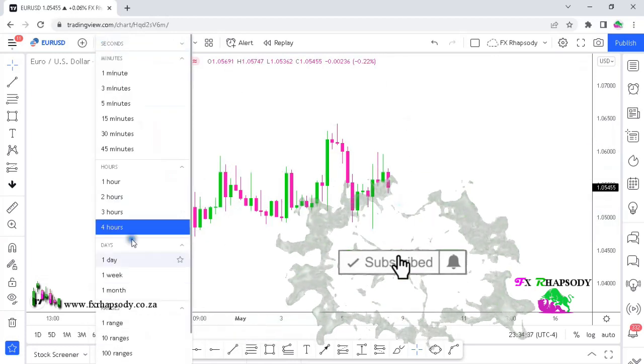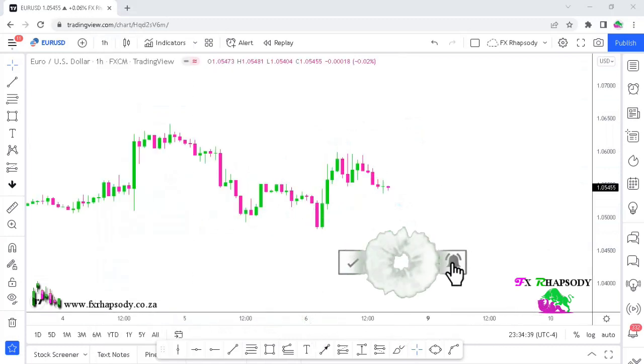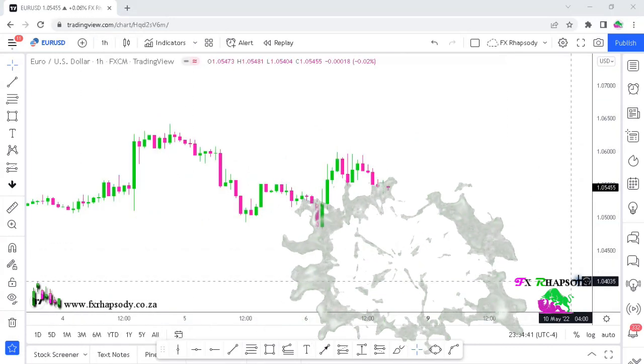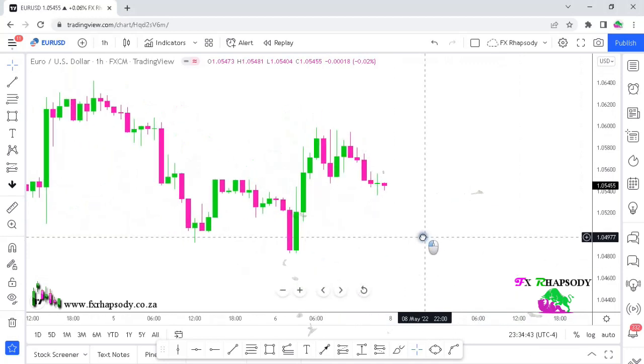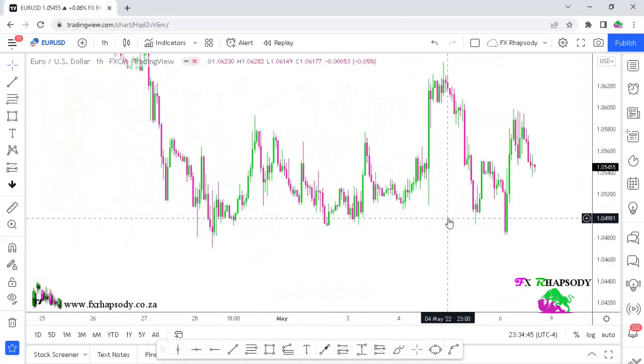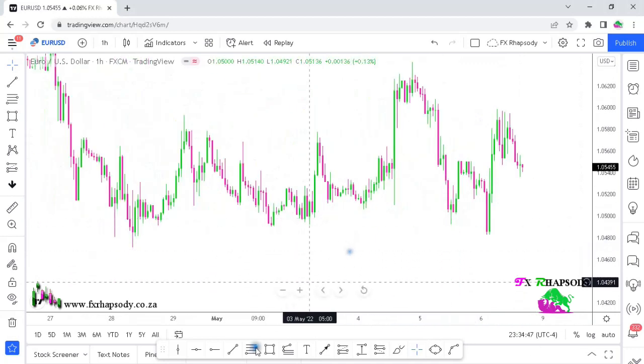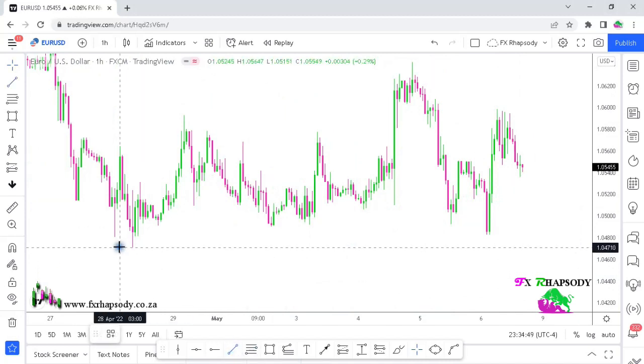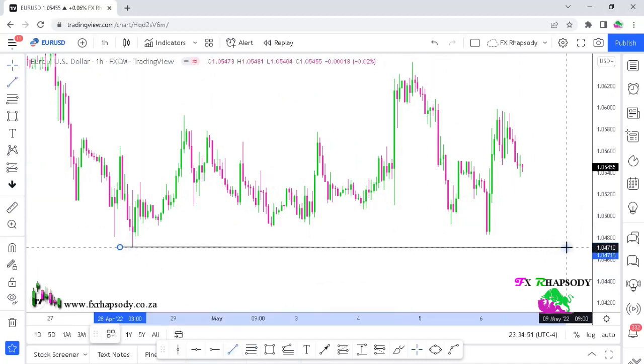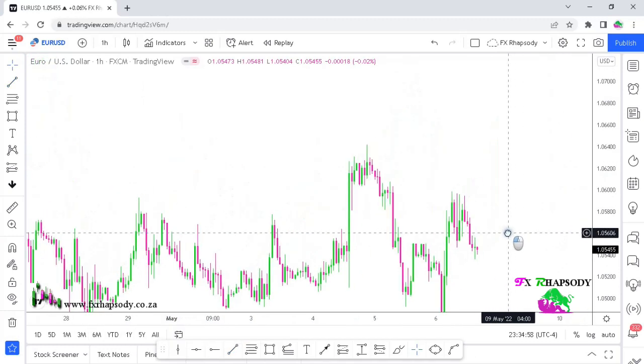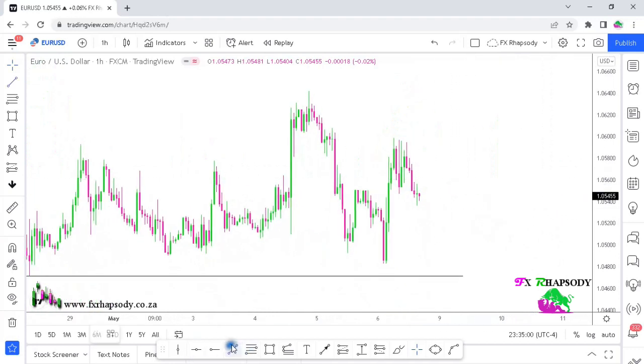1 hour time frame. Okay, so 1 hour time frame, pretty simple. We have got the zooming out a bit. There we go. You can see price almost hitting that low area over there. So we have got that low that's lying under there. And then obviously we have got this high area.